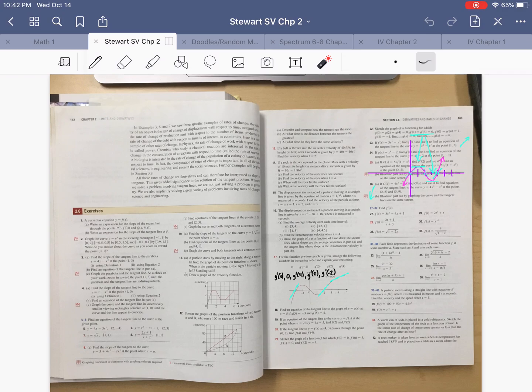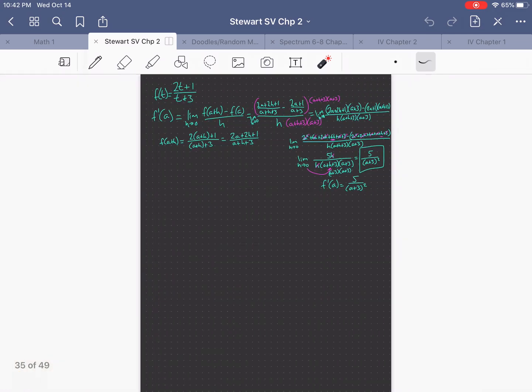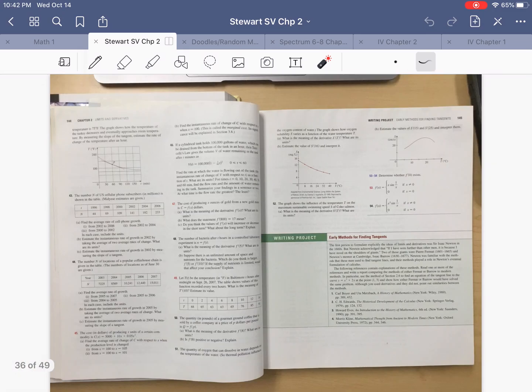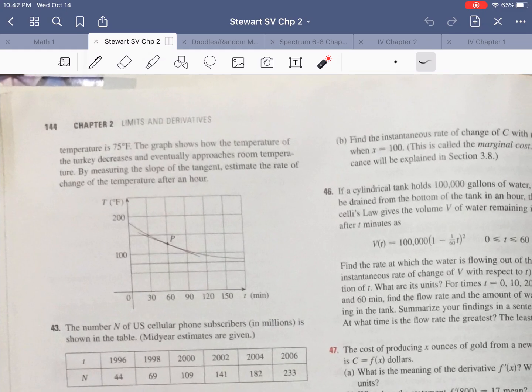Let's, well, 42. What's 42? Estimate the rate of change. Oh, estimating the rate of change. The instantaneous rate of change of a function is also known as the derivative, so it's the slope of the tangent line. You're just estimating the slope of this line here.